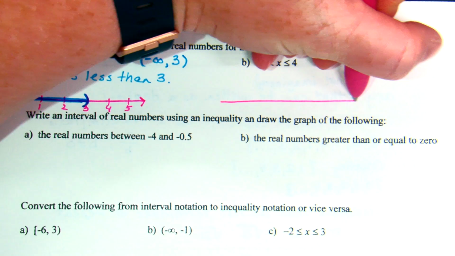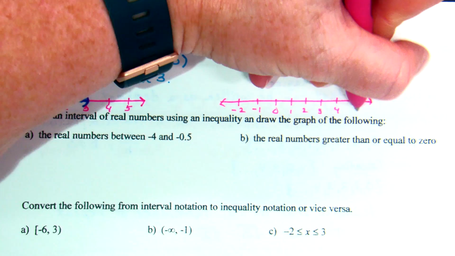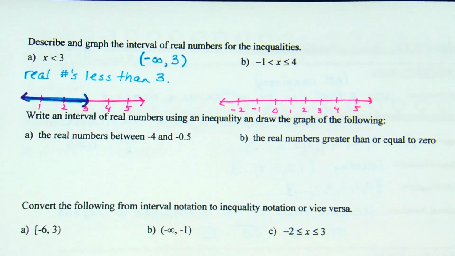I'm going to go ahead and put my number line down here. And I'm going to say negative 2, negative 1, 0, 1, 2, 3, 4, 5. You can maybe number by 2s, but you have to have a -1 and a 4 on there at least, yes? Thoughts on what this means? What does -1 less than x less than or equal to 4 mean?